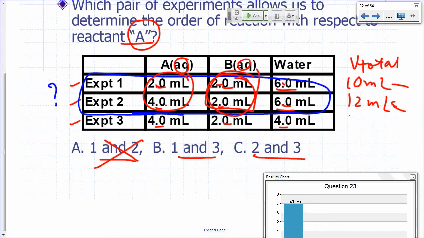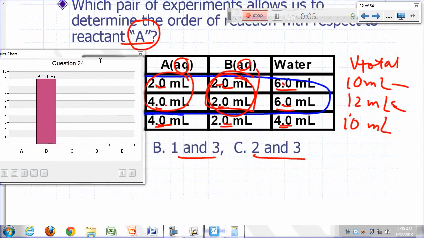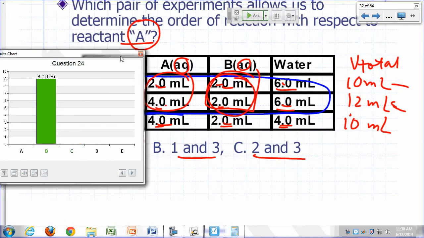What's the total volume in C, by the way? 4 plus 2 plus 4. Total volume is 10 mL. Okay? Now, ready? Let's see how we're doing here. Very good. The correct answer is C. I mean B. Sorry. B. Why B?